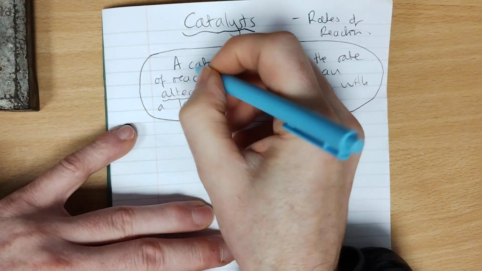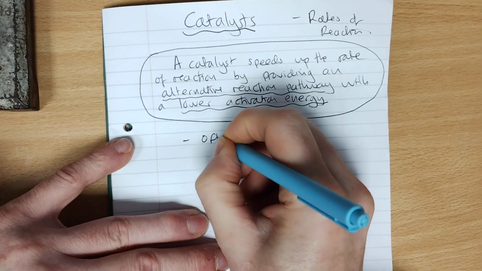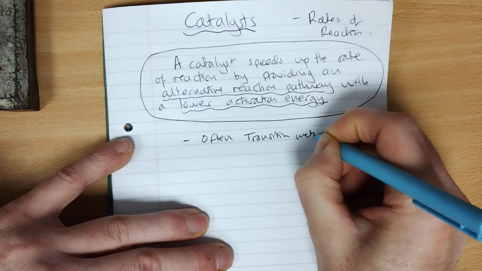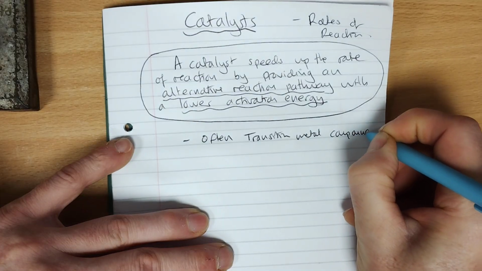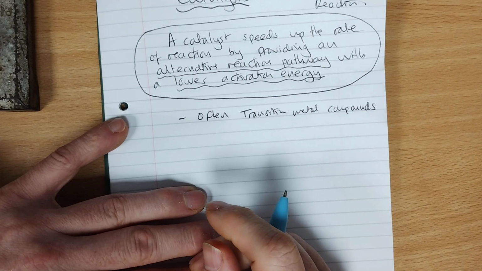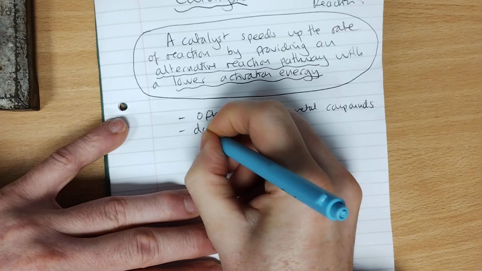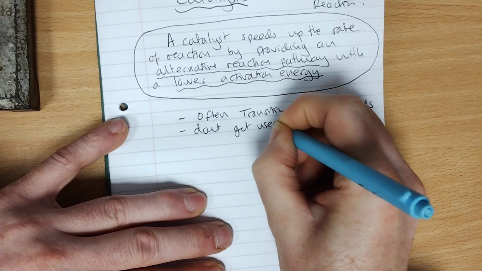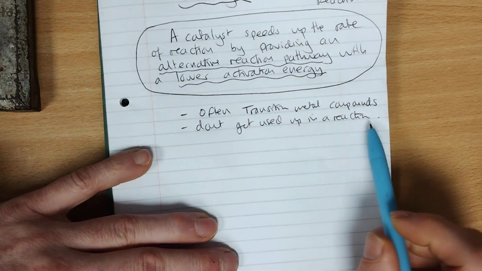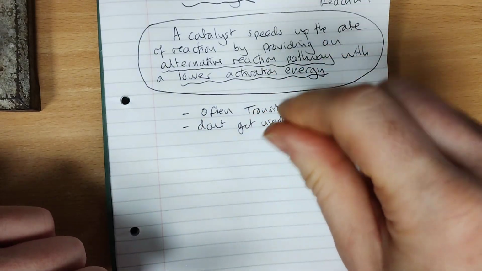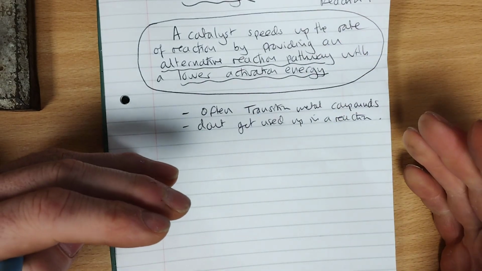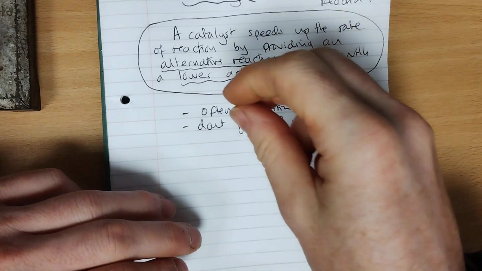So other things that we know about catalysts, they are often transition metal compounds. What else was I going to say about them? Don't get used up in a reaction. So think about what that means. You can add a little sprinkling of catalyst to a chemical reaction. The chemical reaction will go faster and faster and faster. And then you can filter out your catalyst at the end and use it again.